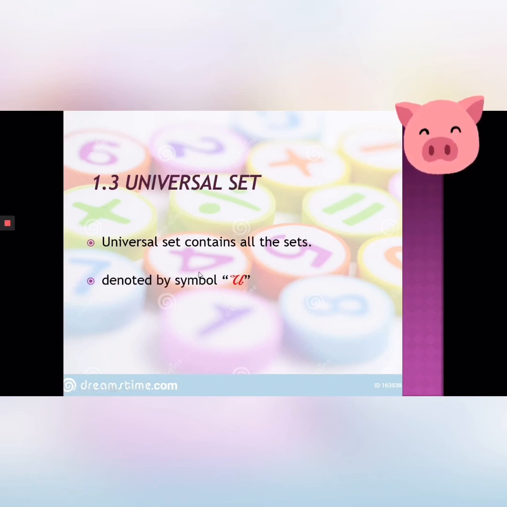So the universal set is denoted by this symbol. This is the only symbol that we basically use in our book. We have only one symbol. So this is the symbol of the universal set. It's like a letter U.